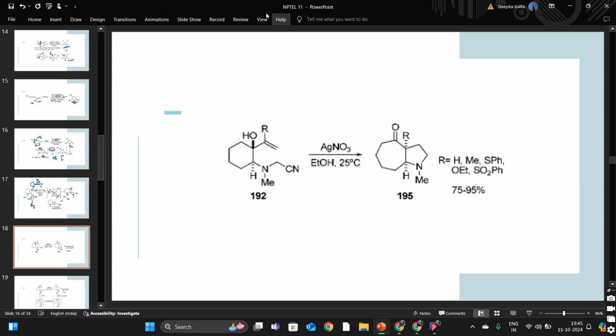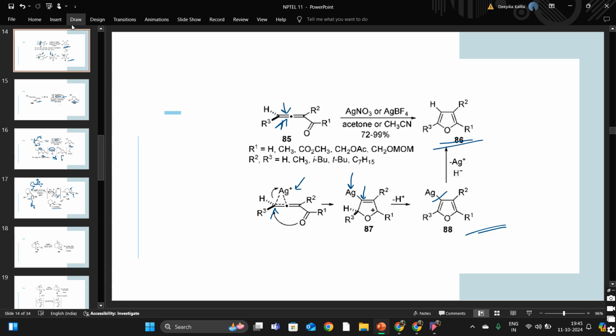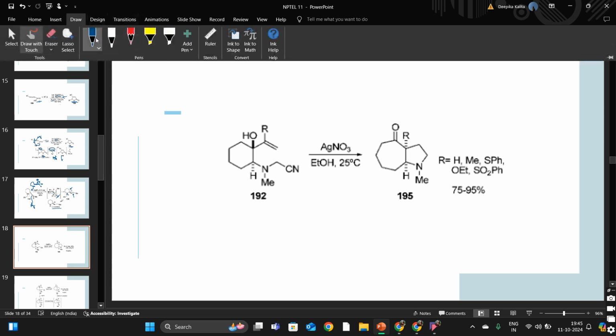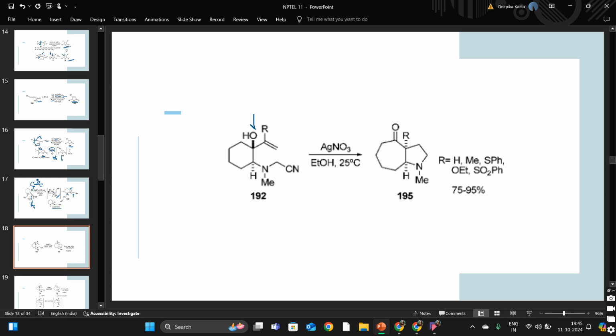Okay, if we notice the net result in the product formation, what is happening is this hydroxy group is getting converted into ketone. This six membered ring is getting expanded into a seven membered ring, and a new five membered ring is forming, which is obviously by the attack of this nitrogen to this alkene. Okay, so we will see how this nitrogen is going to form this five membered ring, and the six membered ring is going to expand. Okay, let us see the mechanism.